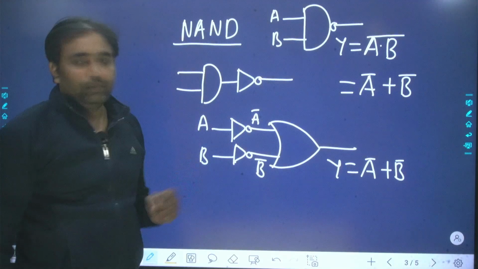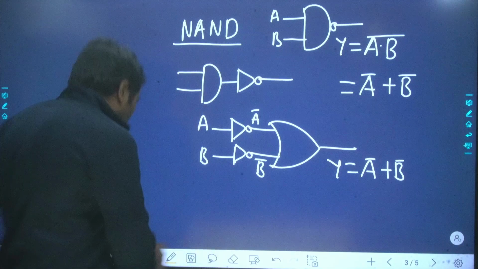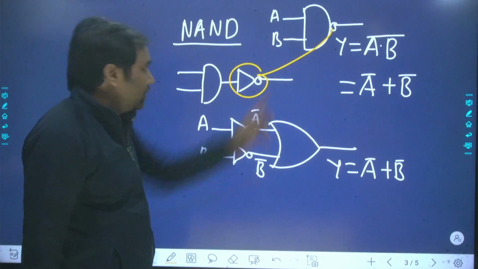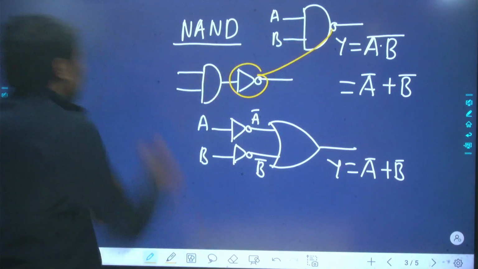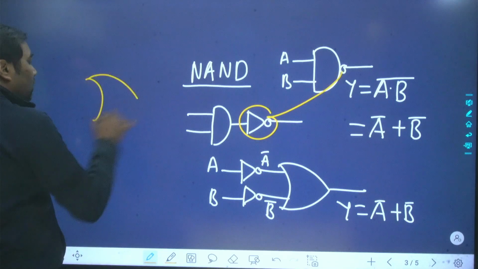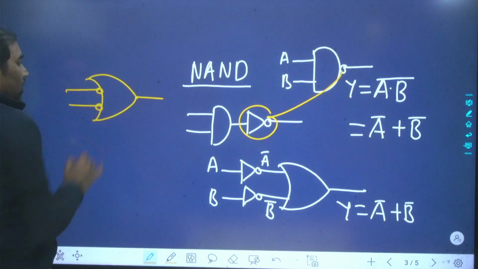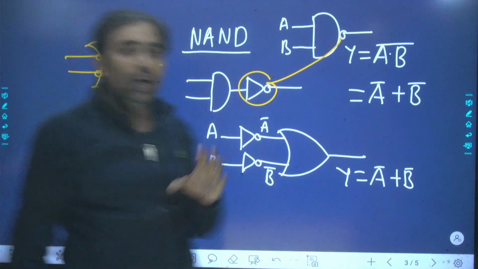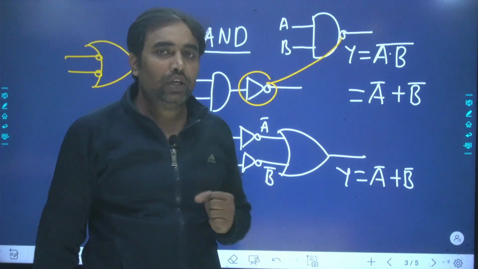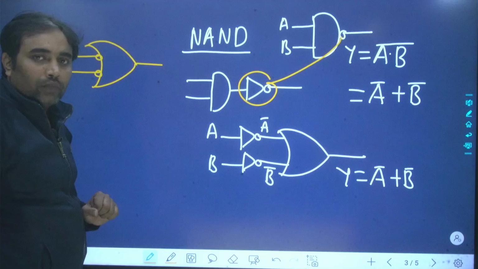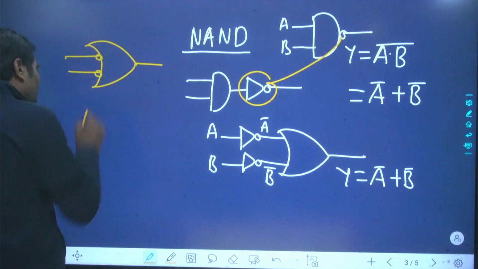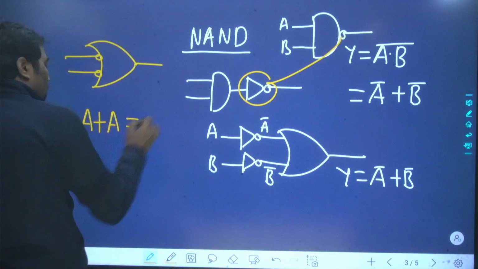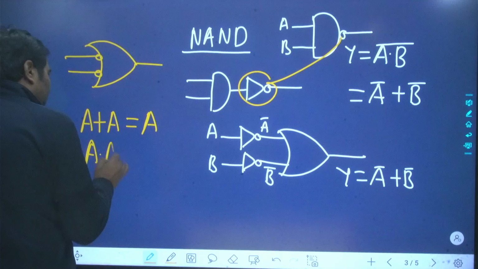NOT gate means simply a bubble here. So this NAND gate is also designed by this, a bubbled OR gate. Sometimes it is asked that the NAND gate is equivalent to a bubbled OR gate. And one more thing: A OR A is A, and A AND A is also A.